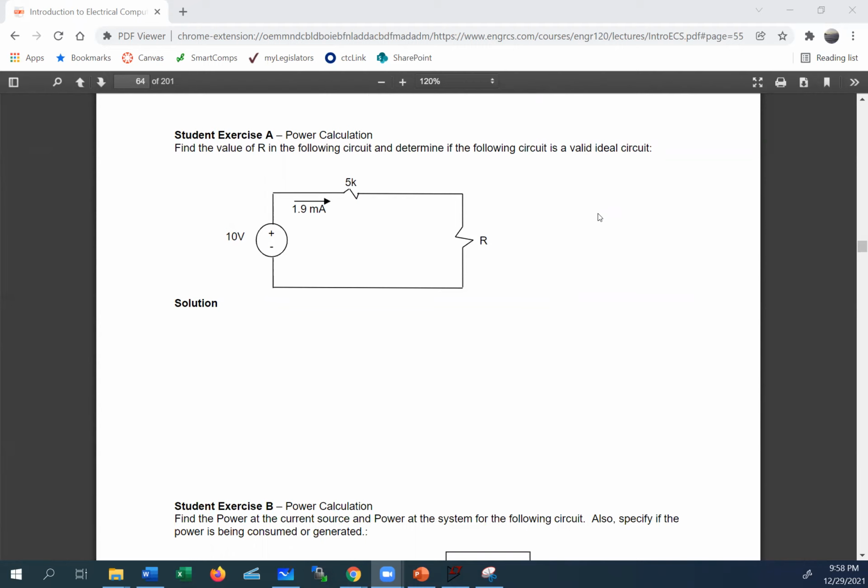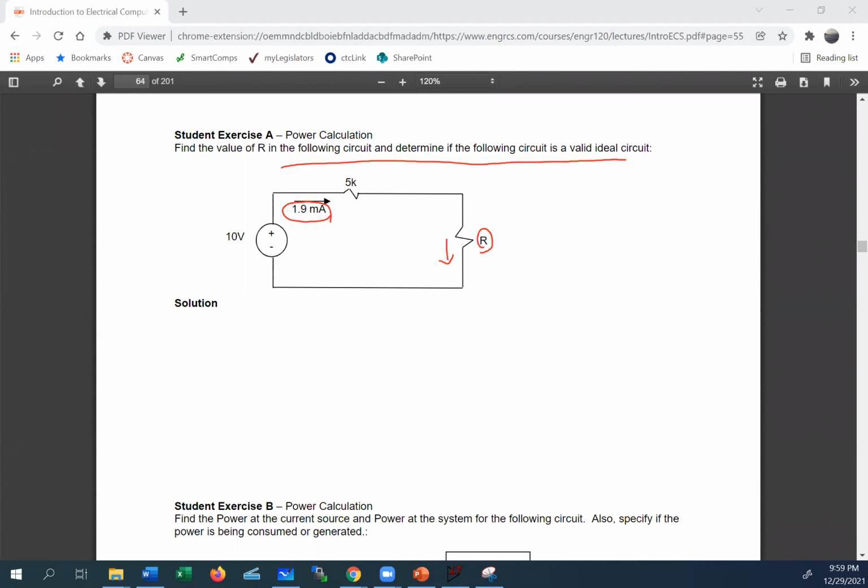There are more examples for you to do. Let's do one more before we move forward. For example, they give us this circuit and say, hey, why don't you analyze this and tell me what the value of R should be. And they say it's a valid circuit. As soon as they say it's a valid ideal circuit, that means all the rules apply. One rule was that the current through this circuit is going to be the same here as it is over here.